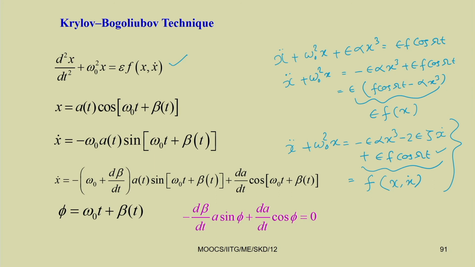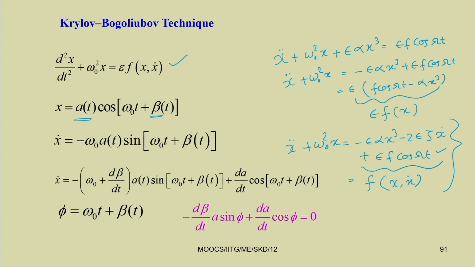Here we can take the solution like in the previous case of the Duffing equation. Here also we can take the solution in this form, that is x equal to a cos omega 0 t plus beta t. Here you just see, for the second order differential equation we are using two constants, a and beta. But here this a and beta are both slowly varying functions of time. That is why it is written x equal to a t cos omega 0 t plus beta t.